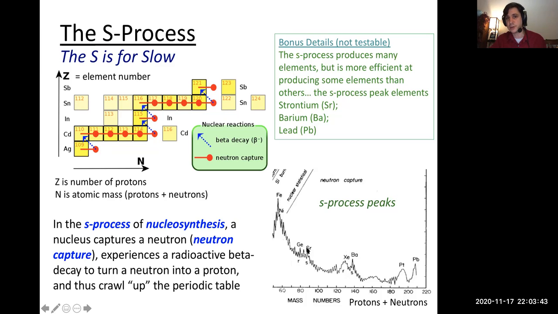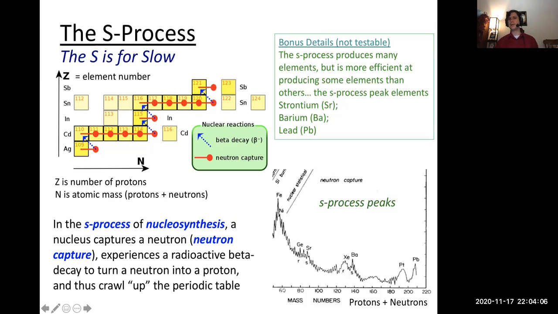You have a peak here at strontium, you have a peak at barium, and you have a peak at the end point, lead, which is created from bismuth 209, which then decays to lead. So you have what we'd call the S process peaks littered throughout these. This one right here is an R process peak. So we have strontium, barium, and lead. You don't need to remember those details.